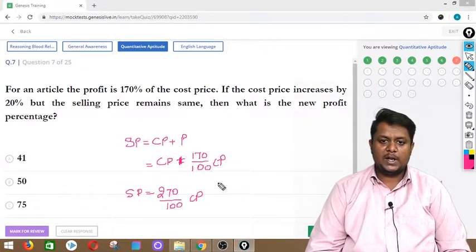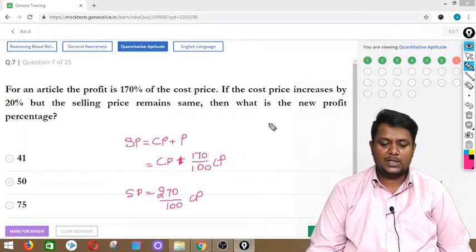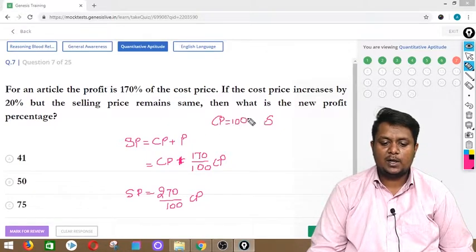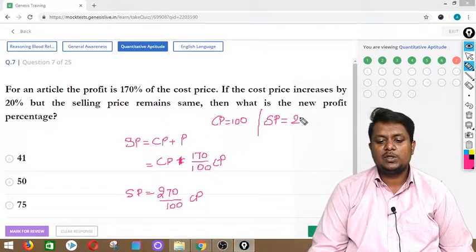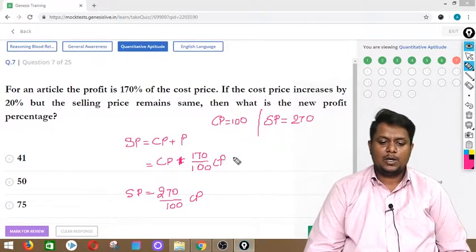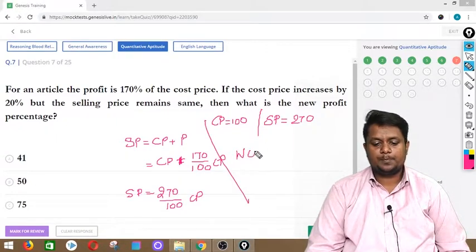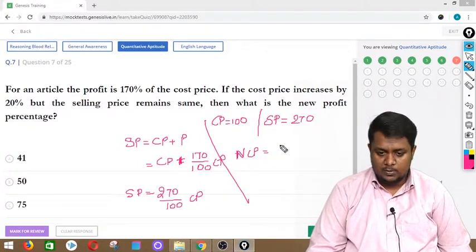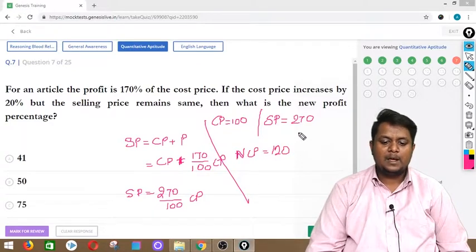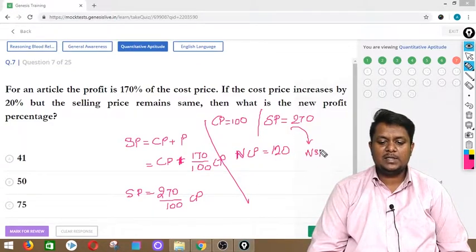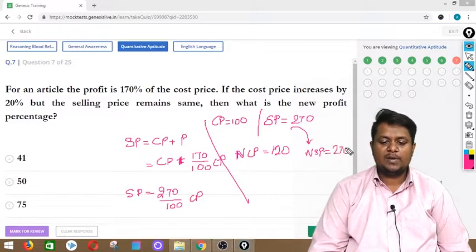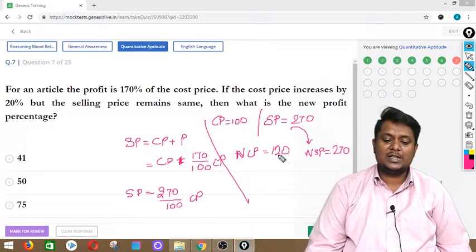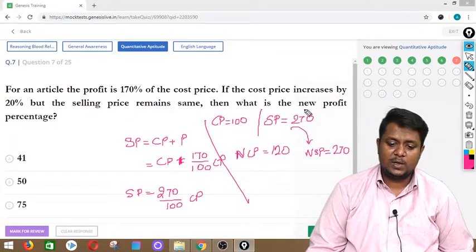Now, the cost price got increased by 20%. Let us assume the initial cost price was 100 rupees and the selling price should be 270 in the initial stage, right? Now, the new cost price is increased by 20%. So, the new cost price will be 120. Selling price remains the same. New selling price is same as the old selling price, 270. Now, we have to find out what is the change or what is the new profit percentage. That is what they are asking.